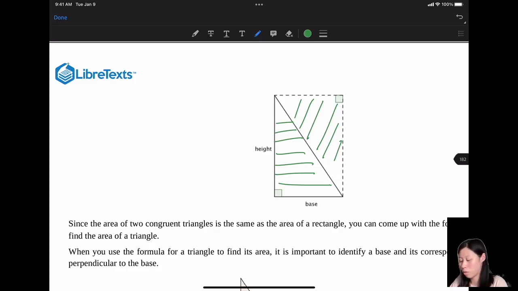So now these form what? A rectangle, or you can also say a parallelogram. So what's the area of a parallelogram? The area of a parallelogram equals the base times the height, right? Since there are two identical triangles, one of them has an area equal to half of the parallelogram. So that's why the area of a triangle equals half times base times the height.